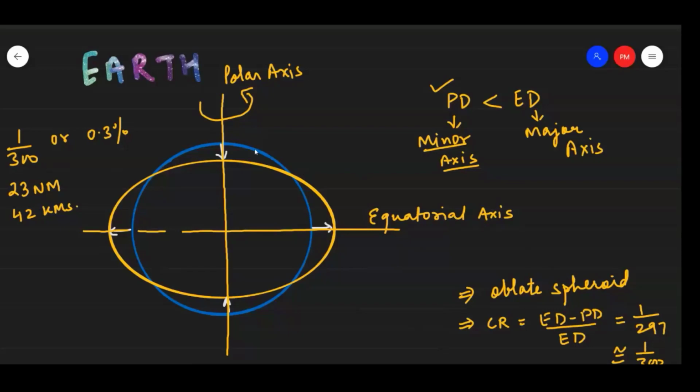Next, what is the rotation of the Earth? Rotation of the Earth: when you stand over the North Pole, Earth appears to rotate in anti-clockwise direction. And when you stand over the South Pole, Earth appears to rotate in a clockwise direction, like this.